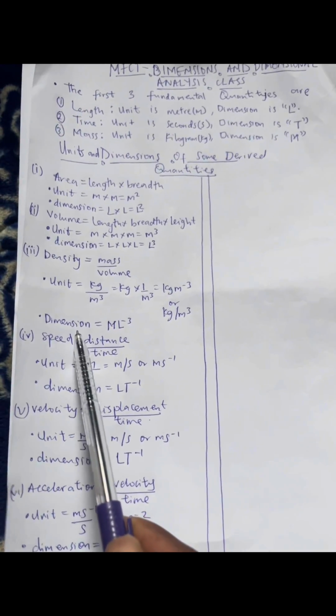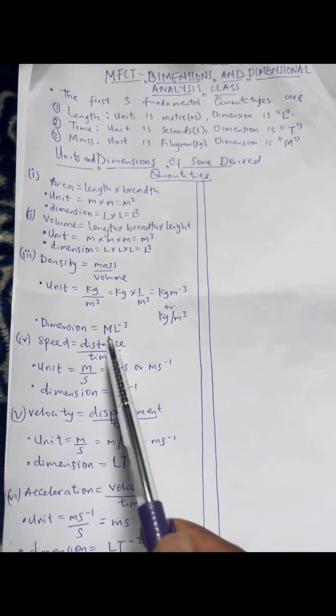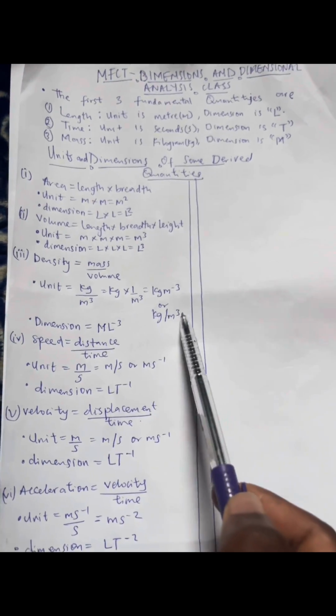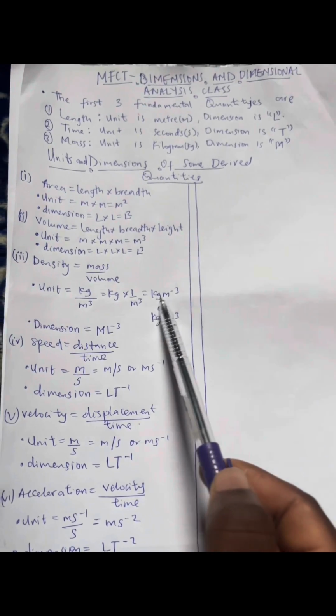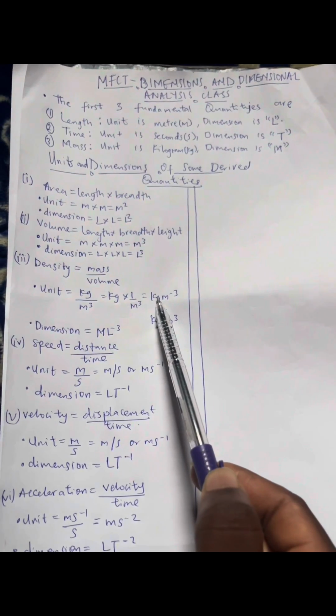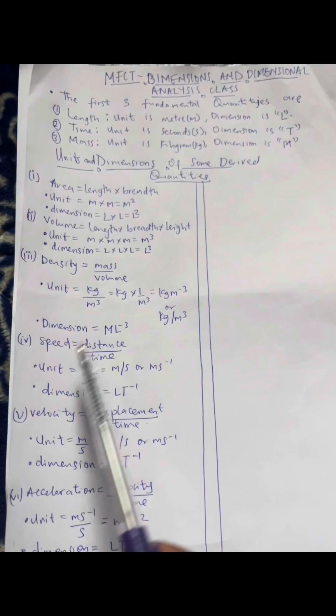The next one is the dimension. The dimension will be M L raised to power minus 3, because the dimension for mass is M, and the dimension for meter raised to power 3 is L raised to power 3. So for kilogram per meter cube, the dimension will be M, the dimension for kilogram, and L raised to power minus 3. This M is the dimension for mass.